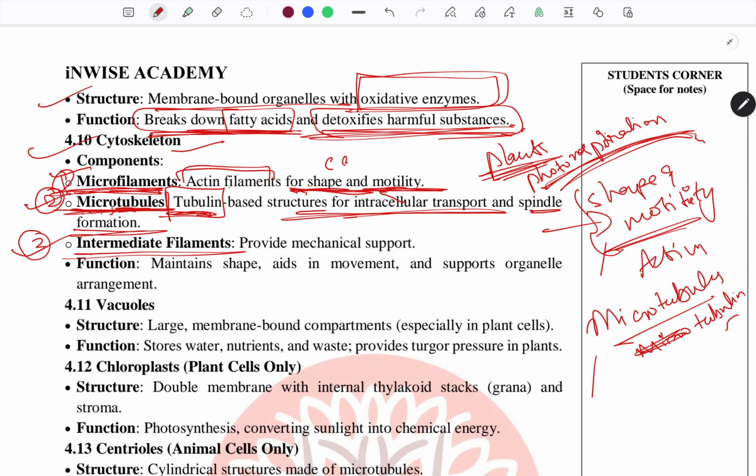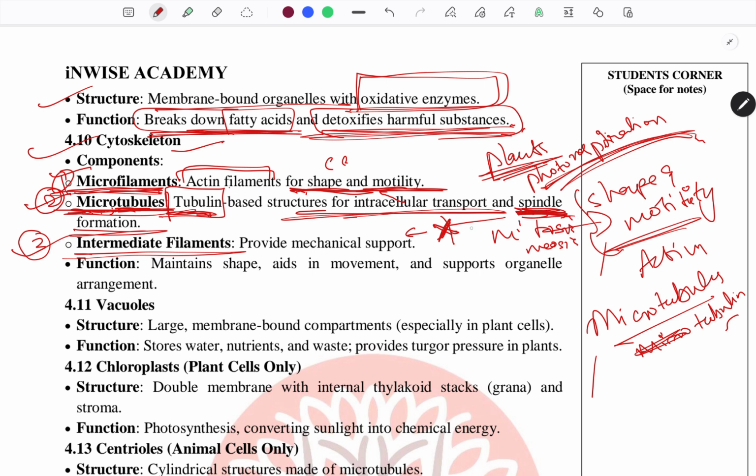This spindle formation I'll explain during the cell division process, that is during mitosis and meiosis. Usually spindle fibers are formed to separate the genetic material. We know it is in a chromatin form. To separate this, usually these spindle fibers are formed.